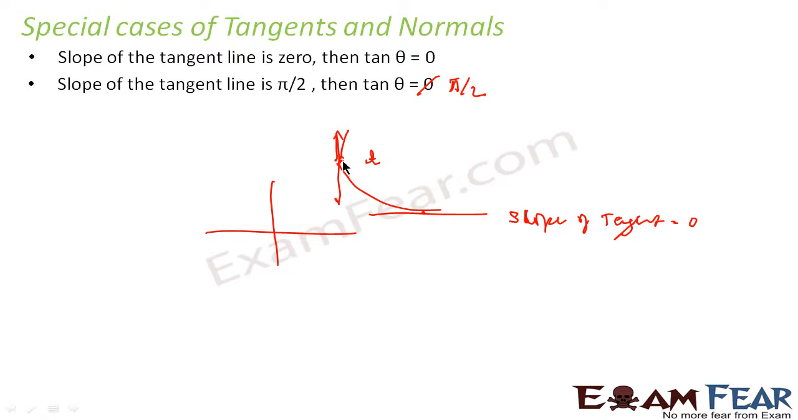Here my angle is pi by 2. Here my slope is 0. Here my angle is pi by 2. And here my tan theta is tan pi by 2. So it is infinite. Tan pi by 2 is infinite because sine of pi by 2 is 1, cos of pi by 2 is 0, so it is infinite. So here the slope, tan theta, is infinite. Correct?